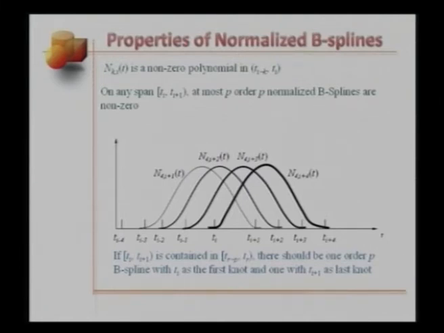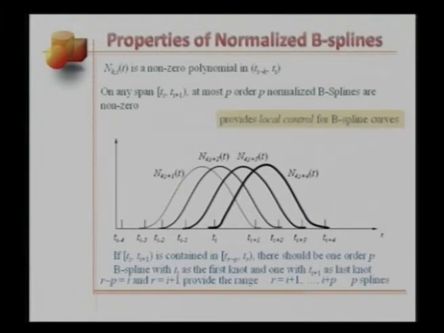If closed Ti, Ti plus 1 open is contained in closed T_{r-P}, T_r open, there should be one order P B-spline with Ti as the first knot and one with Ti plus 1 as the last knot. We have seen this before. So r minus P equals i and r equals i plus 1 would provide a range for such normalized basis spline functions, implying that r would go from i plus 1 up till i plus P, and they would be P normalized B-spline basis functions. Now, this is one of the properties that would provide local control, specifically local shape control for B-spline curves. Let's look at the other one now.